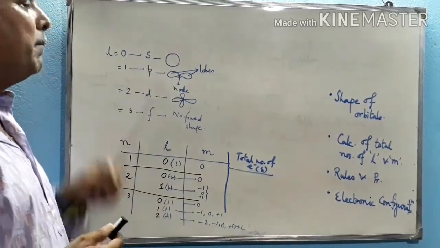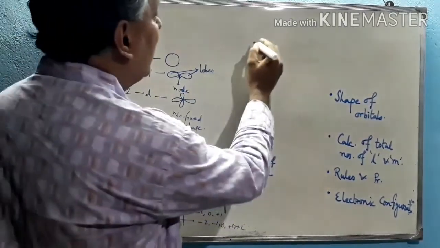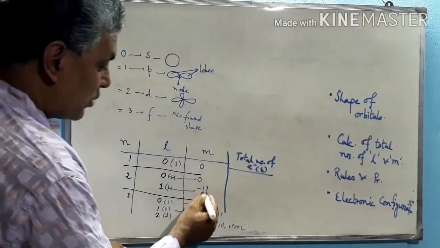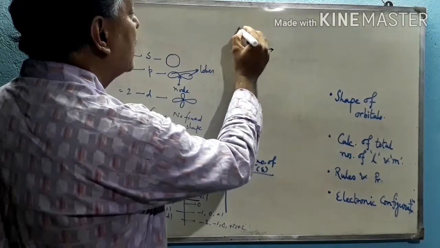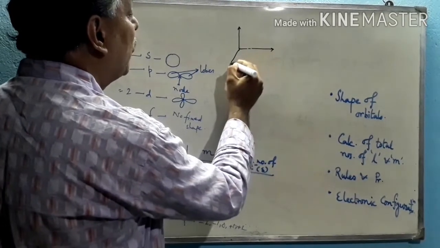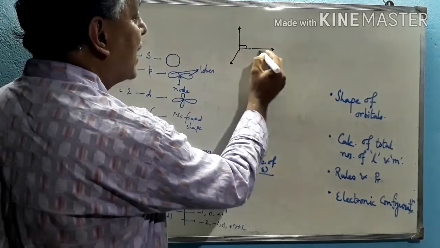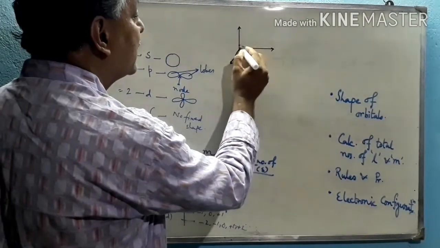But P is dumbbell shaped. Actually there are three different orbitals, -1, 0, +1. So the three different orbitals lie along three mutually perpendicular axes. Along the x-axis, the lobes are like this.